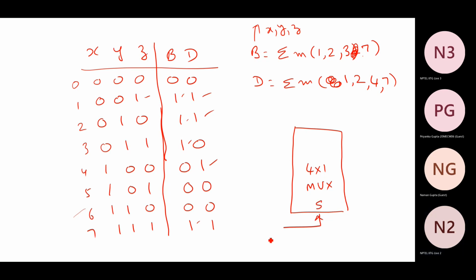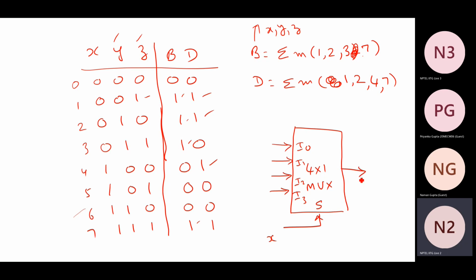If I give x, then this will be having 4 inputs I0, I1, I2, I3. These inputs you have to choose from the other 2, y, z, 0 and 1. So if I want to implement, say, borrow, there is a procedure to implement any Boolean function using a multiplexer. So we have to find out I0, I1, I2, I3.